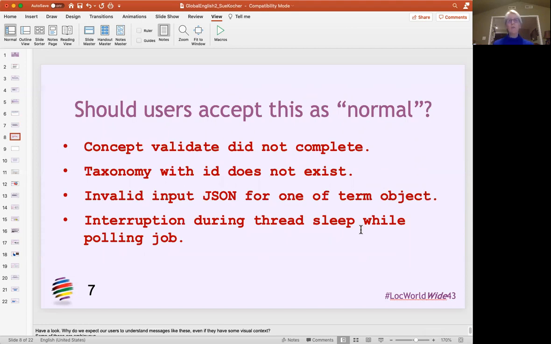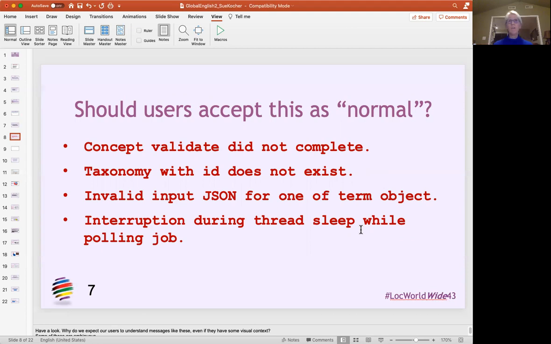So have a look at this. Why do we expect our users to understand messages like these, even if they have some visual context for them, which sometimes they do and sometimes they don't? Some of these messages are really ambiguous and would be very difficult to translate and can be difficult to explain, as I've found by working with developers.